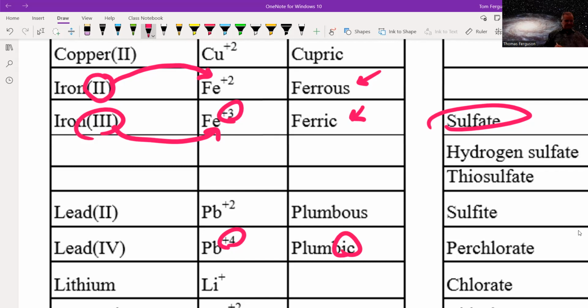However, what is consistent is lead(II) and lead(IV). There are no exceptions here. Whenever you see a Roman numeral in the parentheses, that is a charge. And it's always positive because it's a cation in the transition metals there.